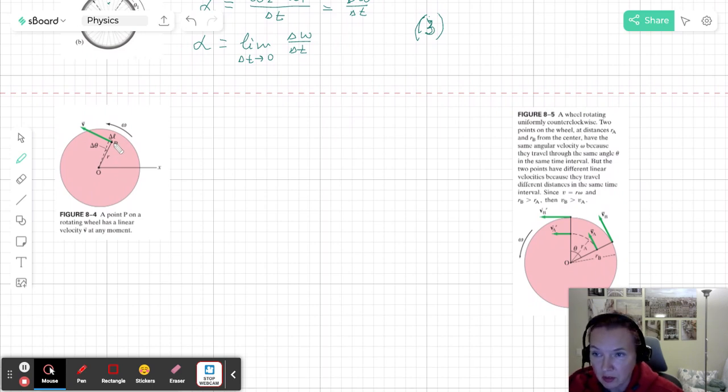If you have a point somewhere on a rotating disk, it will have at any moment a linear velocity, sorry, and a linear acceleration. Linear velocity is going to be tangential to the circle. We talked about it when we discussed circular motion. That means that V, the magnitude of V, is going to be equal to delta L over delta t. So delta L is this distance, right? The angle was delta theta.